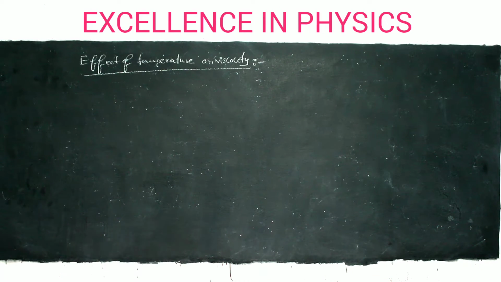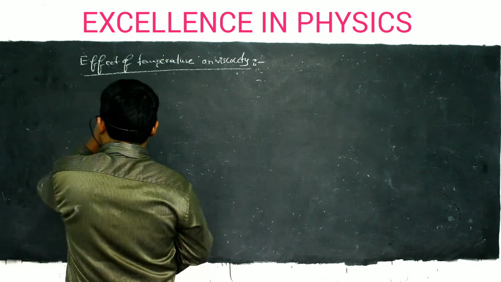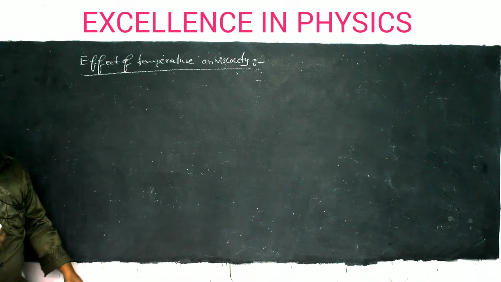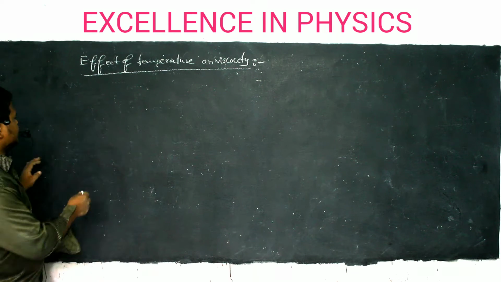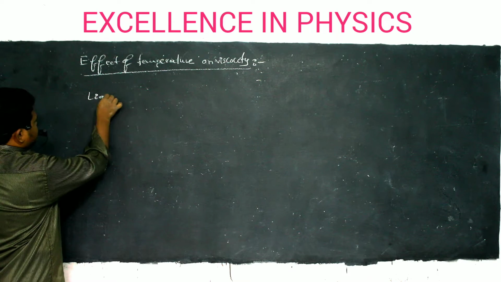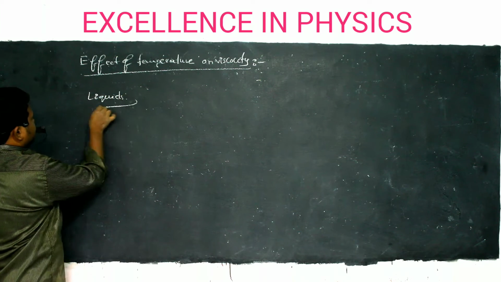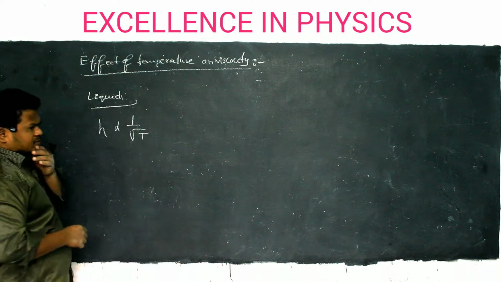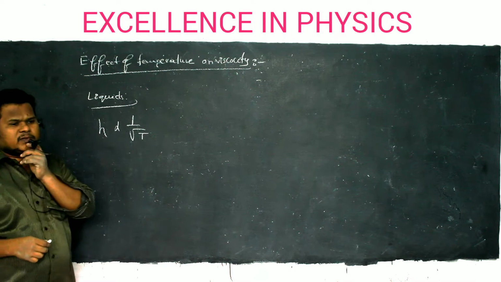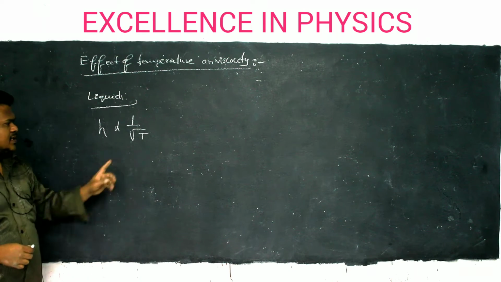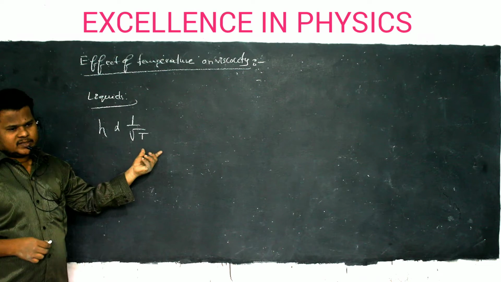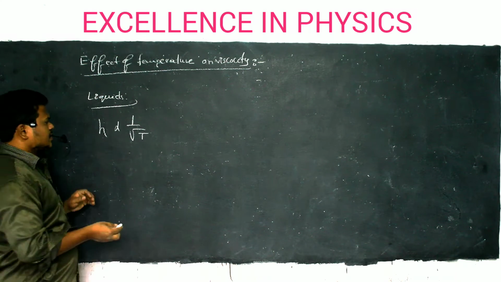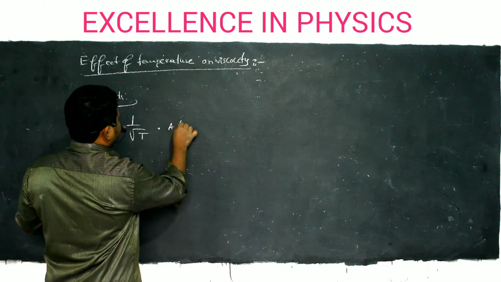Now, the effect of temperature on viscosity. Temperature shows different effects on liquids and gases. Clear? For example, for liquids, viscosity is inversely proportional to root T. What is meant by inversely proportional to root T? As temperature increases, viscosity decreases in the case of liquids. Clear?